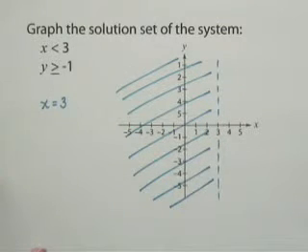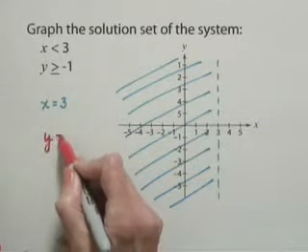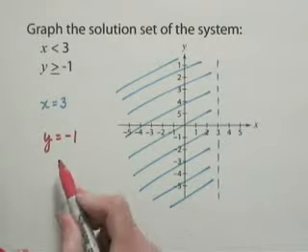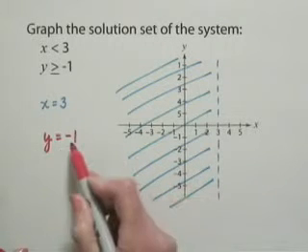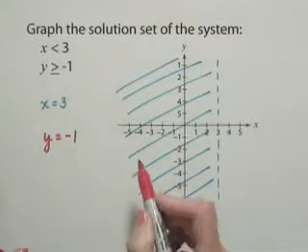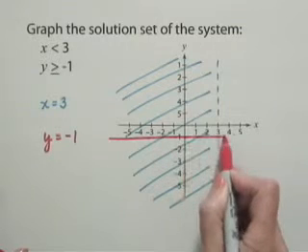Now we're going to turn our attention to the second inequality. We have y is greater than or equal to negative 1. Likewise, we're going to begin by looking at the border, which would be the line y equals negative 1. That's a horizontal line. We can graph it using a solid line because of the fact that we allow y to equal negative 1. Draw this line going across.